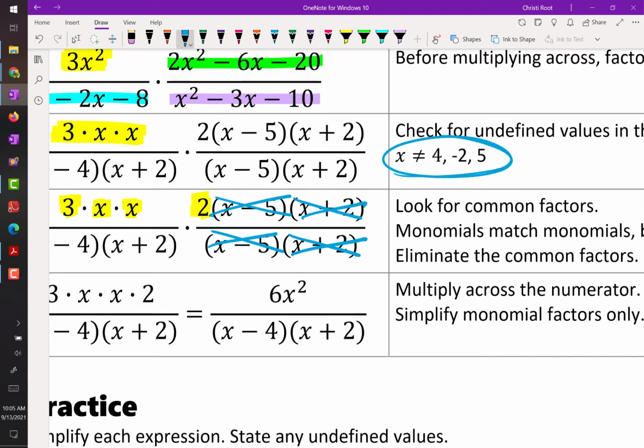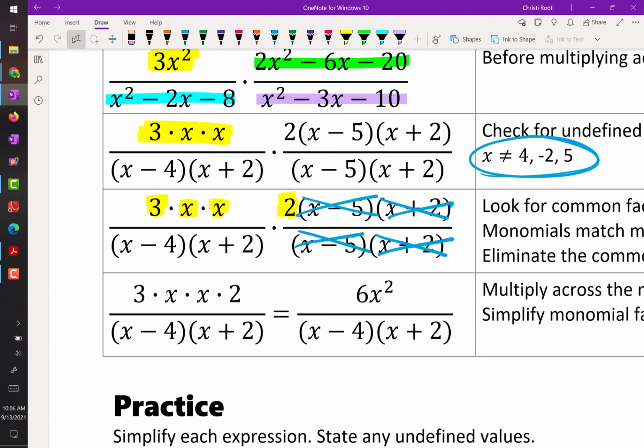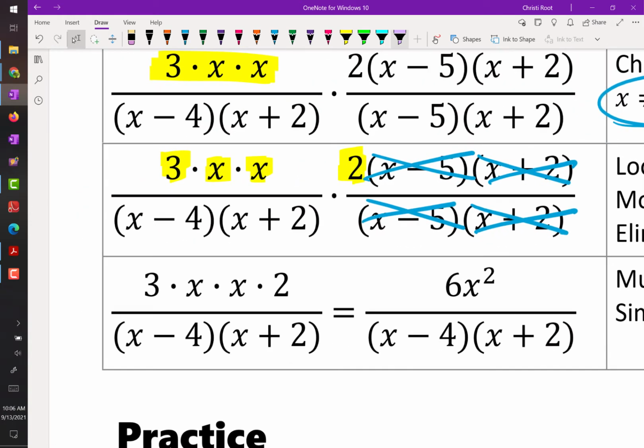We're going to check for your undefined values. So before you start having fun, because that's the fun part of this, in my opinion, just to start marking stuff out, look at your denominator. Remember, your denominator is not allowed to be 0. So any of the factors in your denominators, I don't care how many denominators you have, none of those factors can be equivalent to 0.